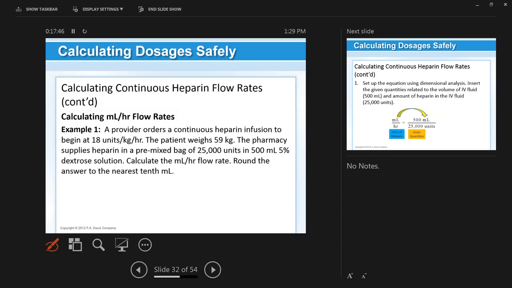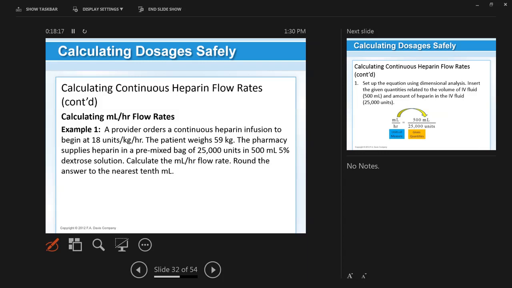Okay, when we look at this problem, we've got a healthcare provider ordering a continuous heparin infusion at 18 units per kilogram per hour. You've got a client in the bed that weighs 59 kilograms, and your pharmacy gives you a bag of fluid that has 25,000 units in 500 milliliters of solution. Let's calculate our milliliters per hour flow rate, and then round to the nearest 10th milliliter.